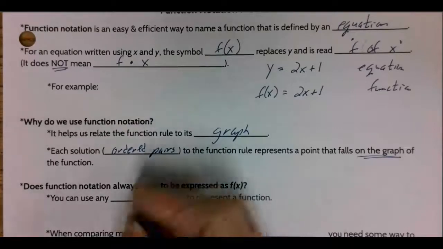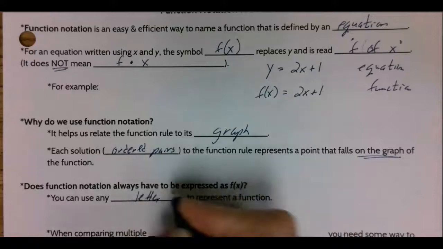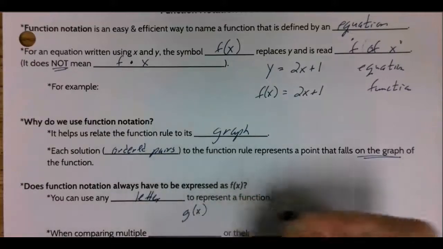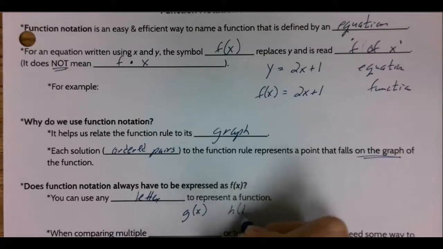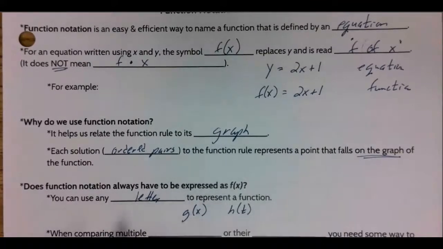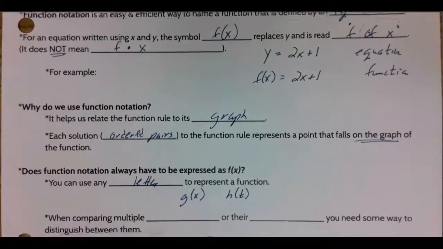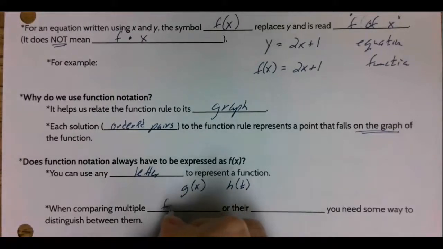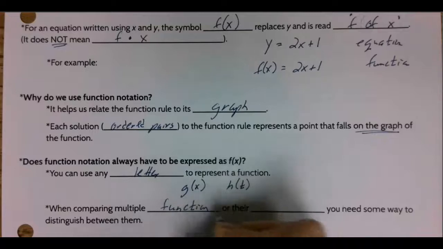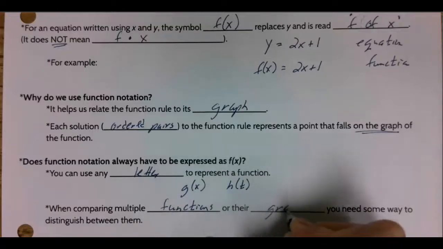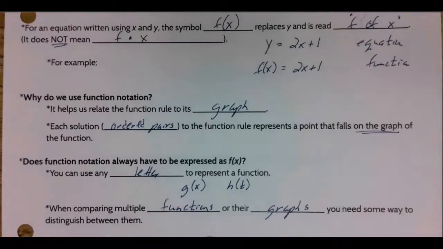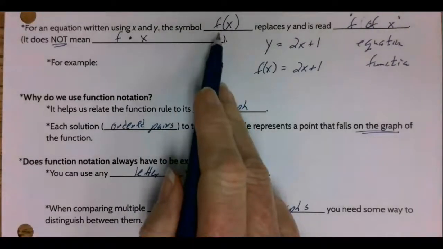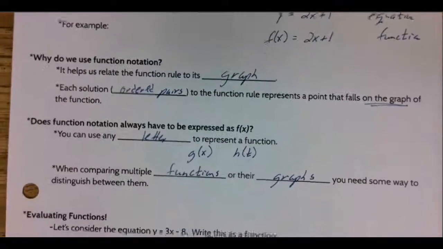Does function notation always have to be expressed as f of x? No, that's just the most common. We can use any letter to represent it. So g of x is also very common. We will have h of t. We'll have it lots of different ways. What that means is that when we are comparing multiple functions and their graphs, you need some way to distinguish them. You'll see on the next page that I think it's h of t that we use. G of x is common. F of x is just the most common way we write it, but all of those mean functions.